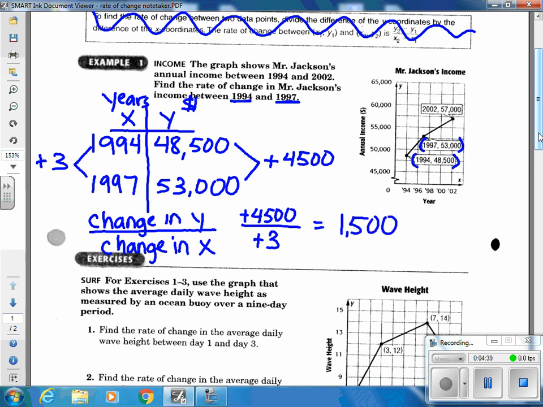Now because the problem used words, we have to have words. 1,500 doesn't tell us anything. But if you look at our Y values and our X values, we were dealing with money, so 1,500 is dollars, and we were dealing with years, so $1,500 per year. You must have per something in your answer, and it will always be per whatever the X value is, and usually it's time. Another way you could write this if you want to write it differently is 1,500, where the slash means per, and then you can abbreviate year.